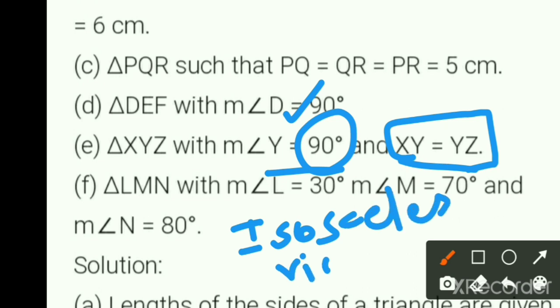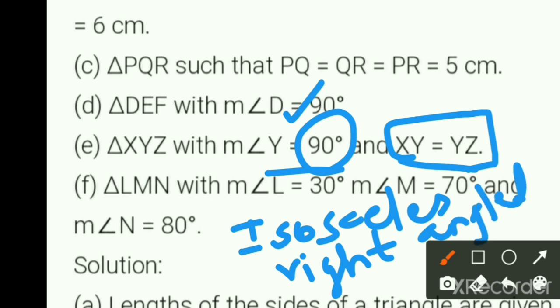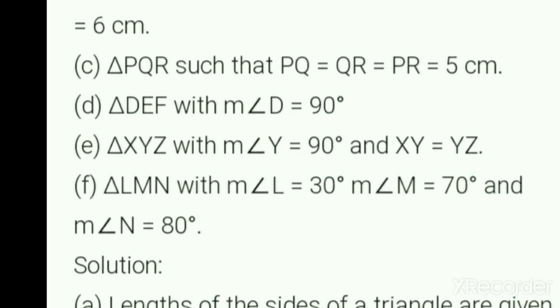right angled triangle? Can we write like this? Yes. Why? Because angle is given and side is also given. So it is an isosceles right angled triangle. E question. Clear, children? Now next one, F subdivision.